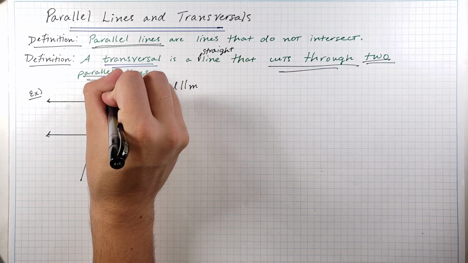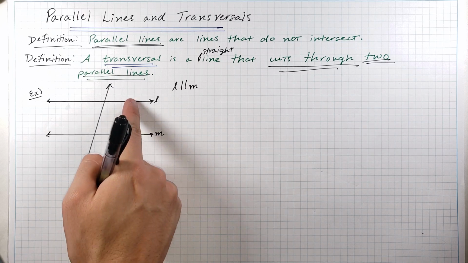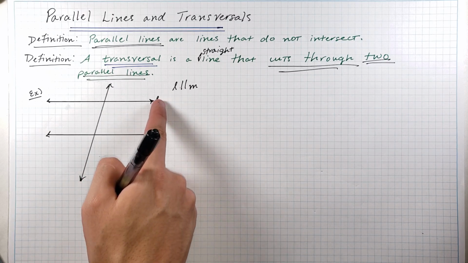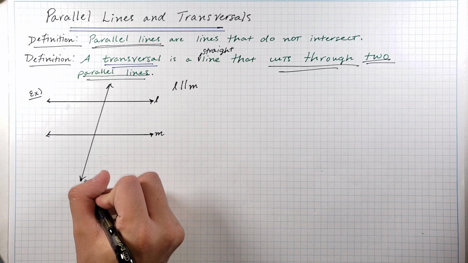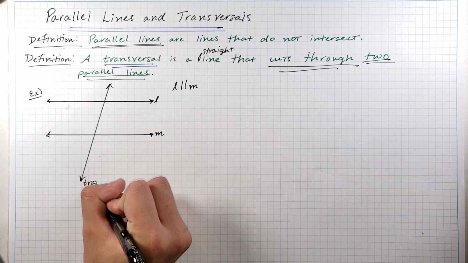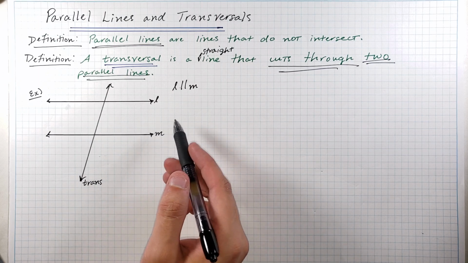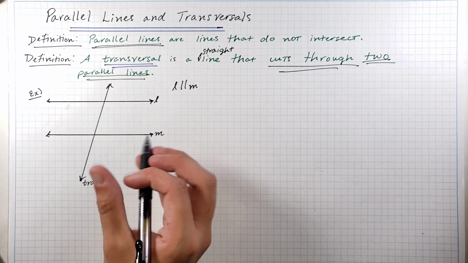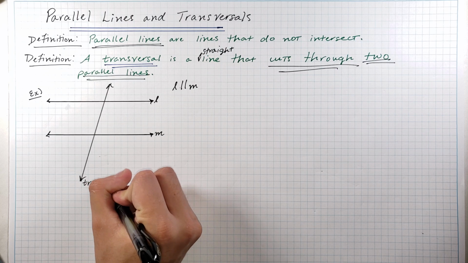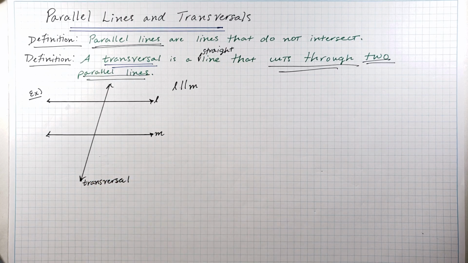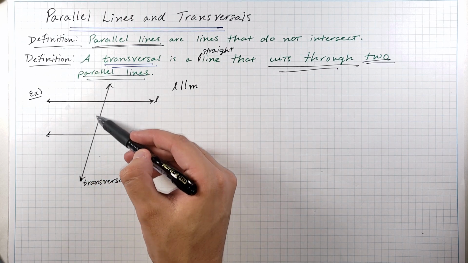So here we have our transversal. It cut through the parallel lines L and M, and maybe I'll call it transversal for now. But in the future, you might see it's labeled like maybe Q or P or O or something different. All right, but I'll call it the transversal so we know what we're talking about. So here's the transversal. It's this one right here.